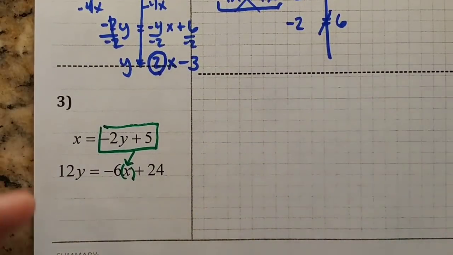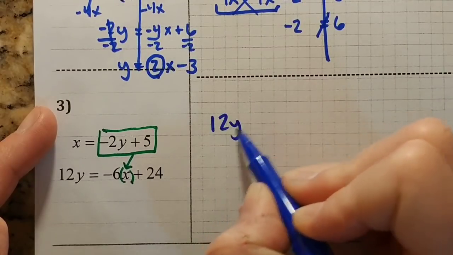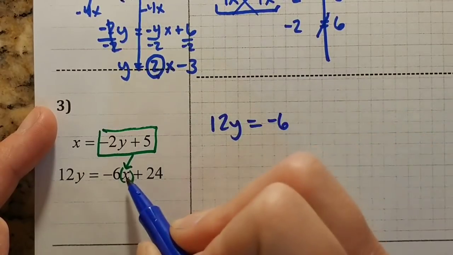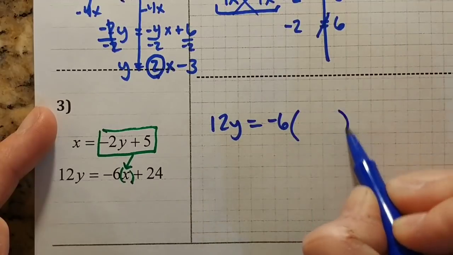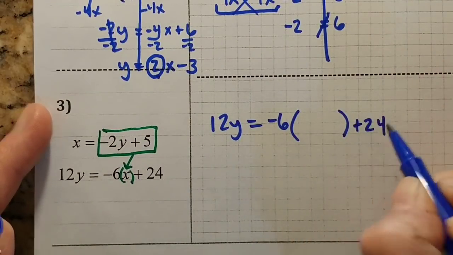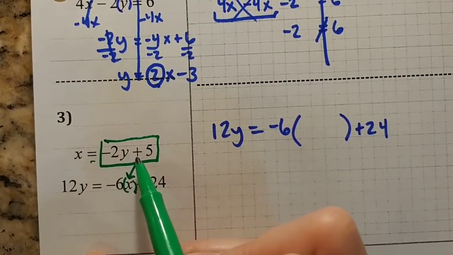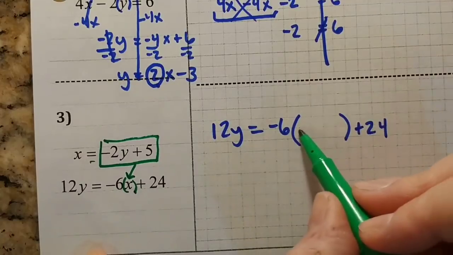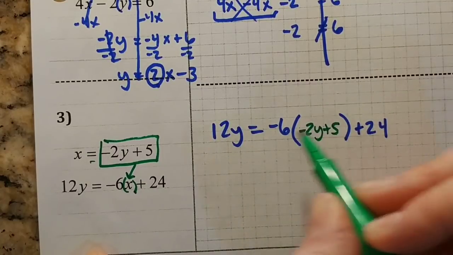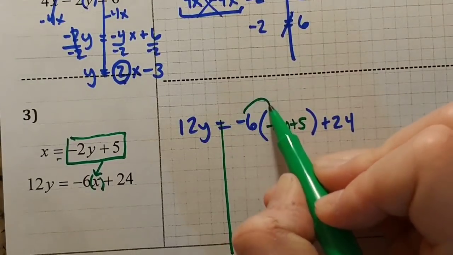All right, let's copy down this equation right here. Instead of x, I'm going to put a big parenthesis because remember I'm going to be replacing that x. I'm going to be replacing that x with negative 2y plus 5 because that's equal to x. Okay, now I have an equation with just one variable. Let's go ahead and distribute.